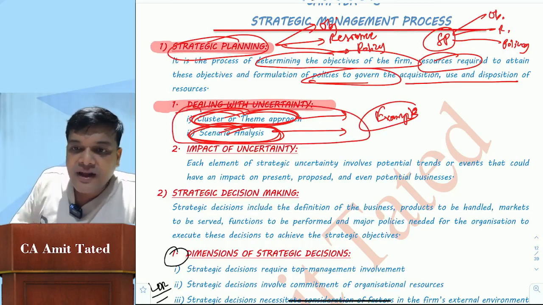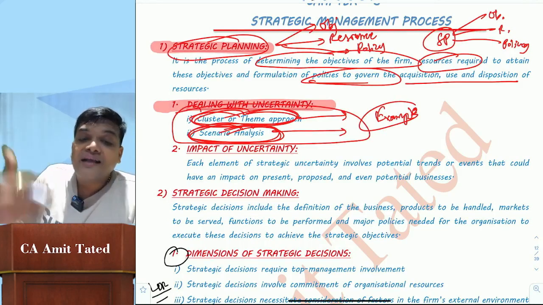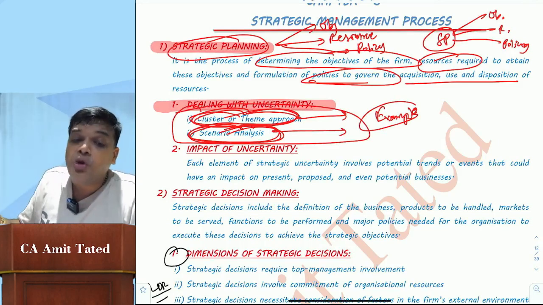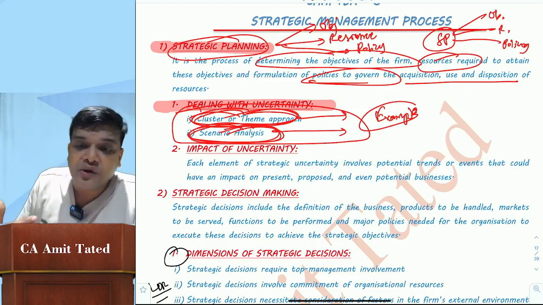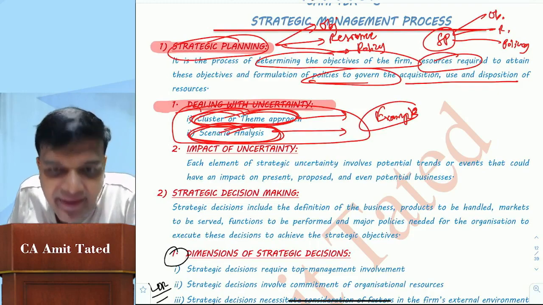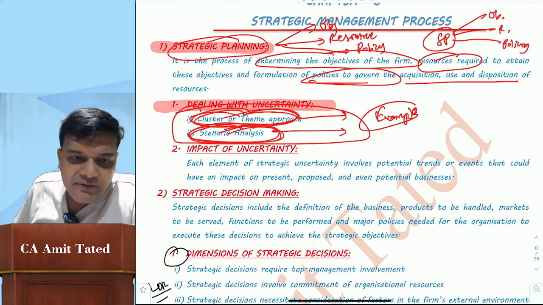Cluster and scenario. In cluster, when uncertainty comes, we keep it aside and we group, and based on the grouping, we deal with it. And in scenario, as and when uncertainty comes, I will deal with it. That's it. That is the concept of dealing with uncertainty. Everybody clear?